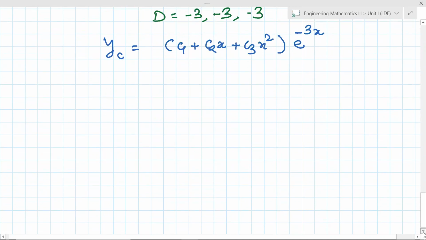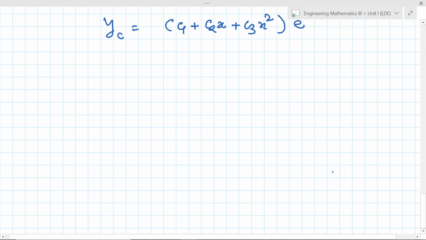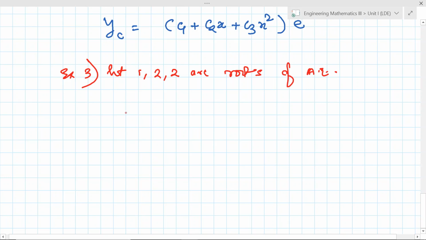But in some examples it may happen that two roots are repeated and one is distinct. So how can we solve that type of example? So let us see. This is a different example, example 3. Let 1, 2, 2 be the roots of the auxiliary equation. Then how can we write this? We have D is equal to 1, 2, 2. So 2 is repeated twice and 1 is distinct.